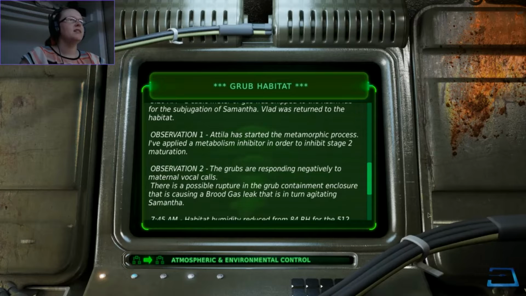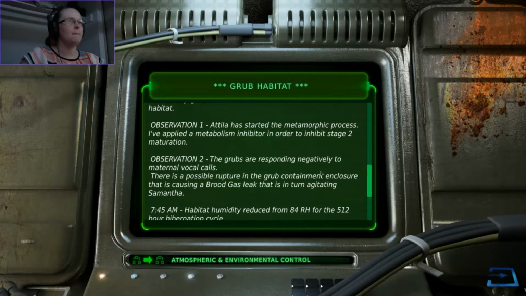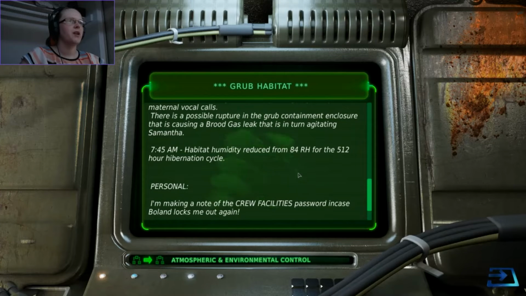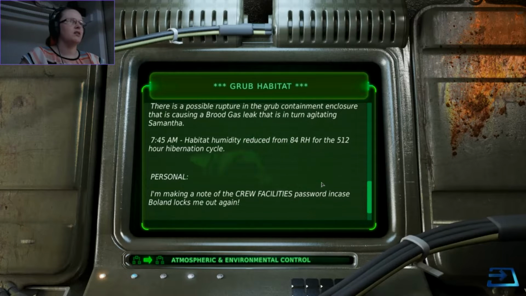Observation 1. Attila has started the metamorphic process. I've applied a metabolism inhibitor in order to inhibit stage 2 maturation. Observation 2. The grubs are responding negatively to maternal vocal calls. There is a possible rupture in the grub contaminant enclosure that is causing the brood gas to leak, that has turned agitated Samantha. Habitat humidity reduced from 84 RH for the 512th hour hibernation cycle.